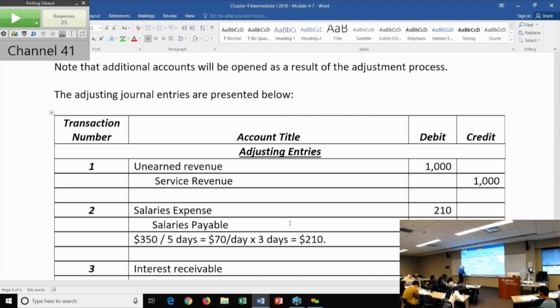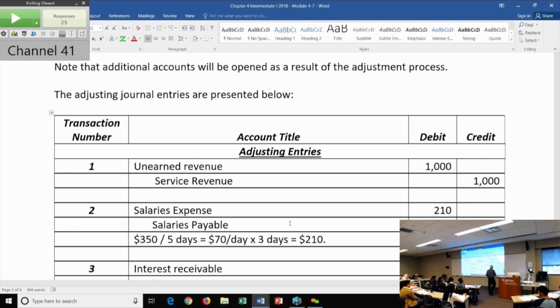So for $350 for a 5-day work week, they're paying $70 a day. It told you in the narrative that the company has a year end of December 31st, which is a Wednesday. So there were 3 days that were accrued, Monday, Tuesday, and Wednesday. So you have to debit the salary expense and credit the salary payable for the 3 days. And as I said, that and the interest is probably the extent of the difficulty with accruals, because you don't have any accounts that were previously recorded.